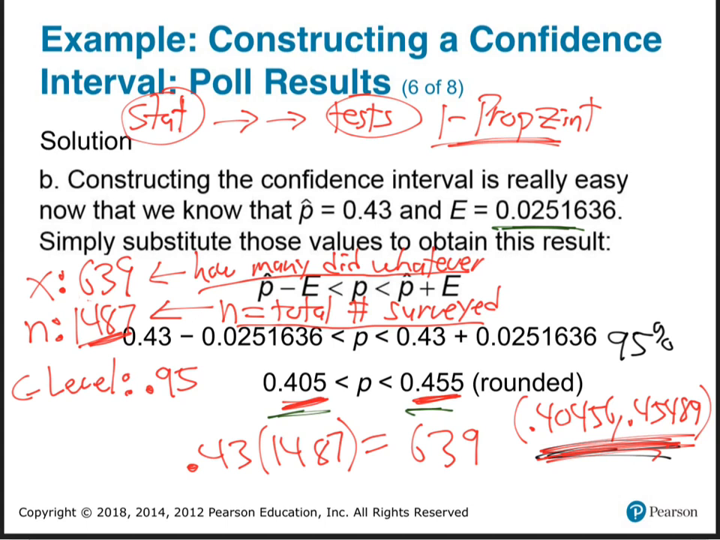Now, could we be mistaken? Of course. You could always have grabbed a really weird group, but it's not very likely. We talked to 1,487 people. Could they have all just been weird? Could be, but that's not very likely. That's what we're finding out. We're 95% sure that the real percentage is between 40 and 45.